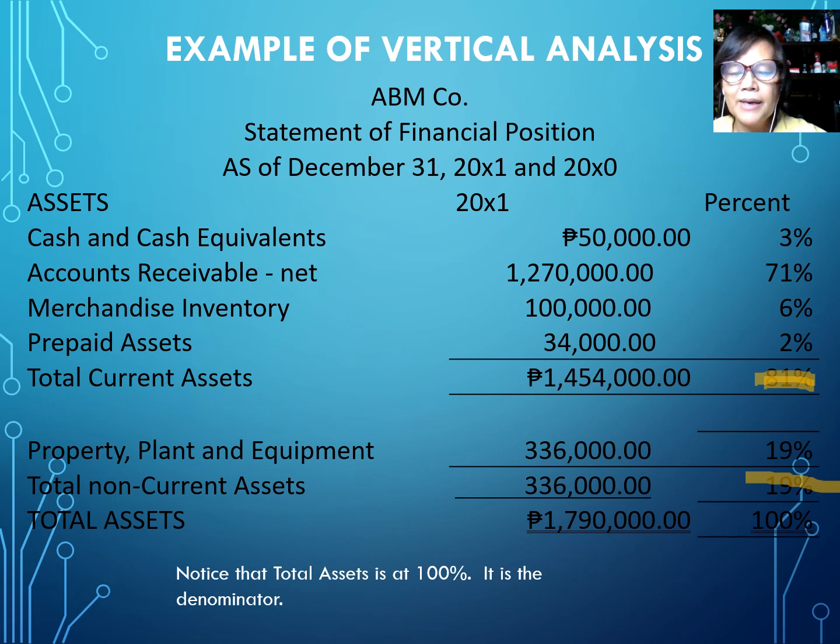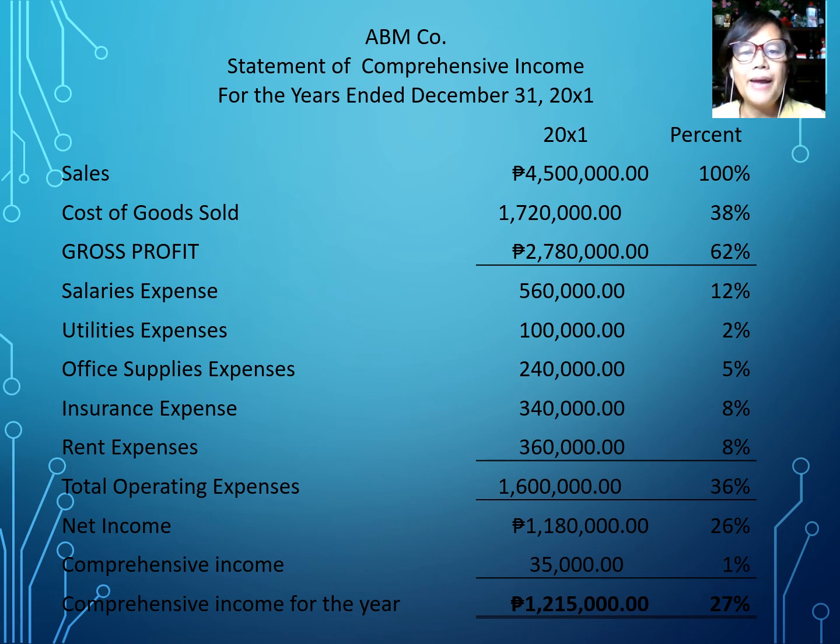Okay? So definitely 81 plus 19, how much is that? It is 100. Meaning that our total assets is at 100%. And it is the denominator. Okay? Now, let's go to the statement of comprehensive income. Now, if in the balance sheet, the denominator is the total assets, in our statement of comprehensive income, the denominator is the sales or gross sales.